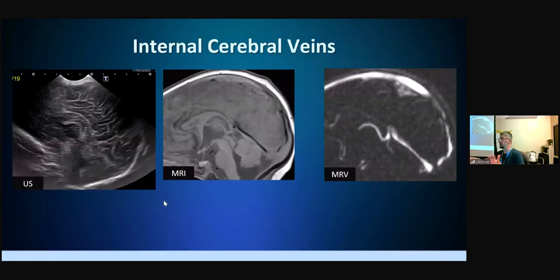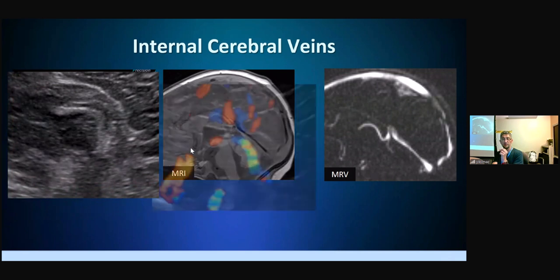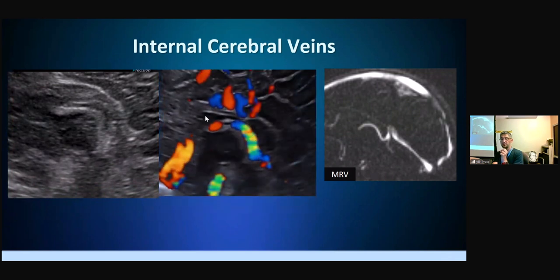When we are scanning, sometimes we see this echogenic structure in the midline, paramidline position, and we may think that this is hemorrhage or choroid plexus, but it's actually the internal cerebral vein. There's a pair of internal cerebral veins here, and that's the structure. If you do Doppler, you can see vascularity in it. And that's just a normal structure, not hemorrhage.